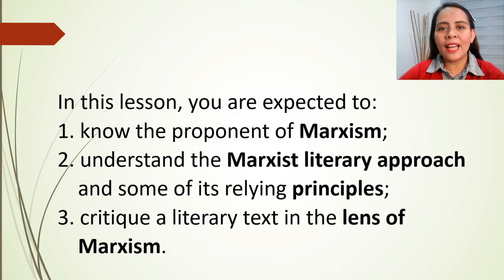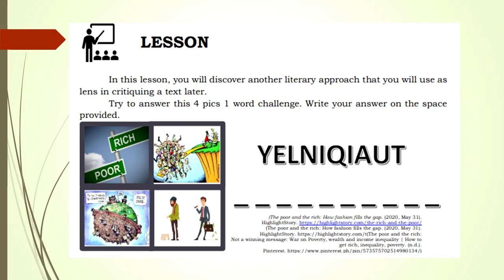In this lesson class, there are 3 objectives. You are expected to, number 1, know the proponent of Marxism. Number 2, understand the Marxist literary approach and some of its relying principles. Number 3, critique a literary text in the lens of Marxism.